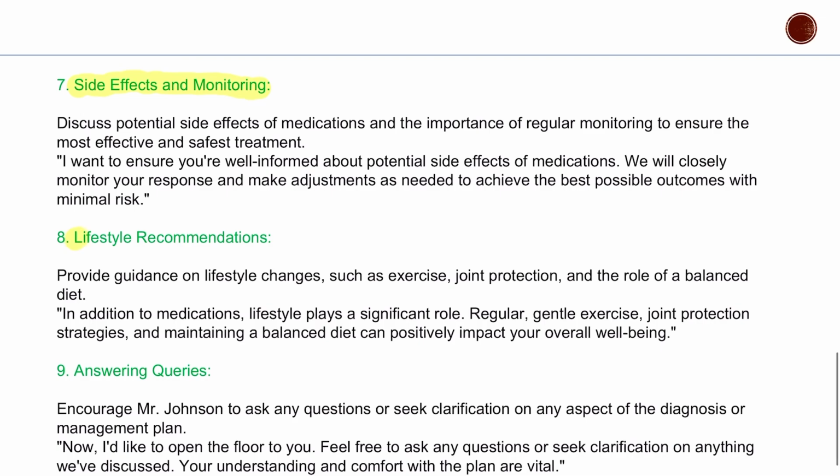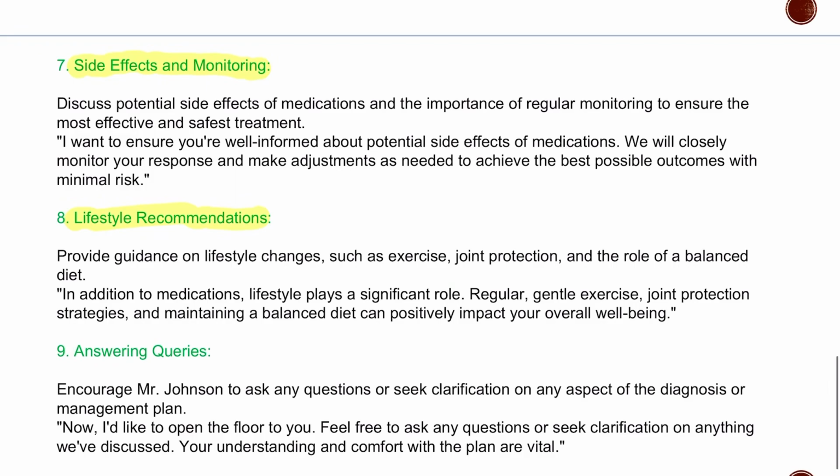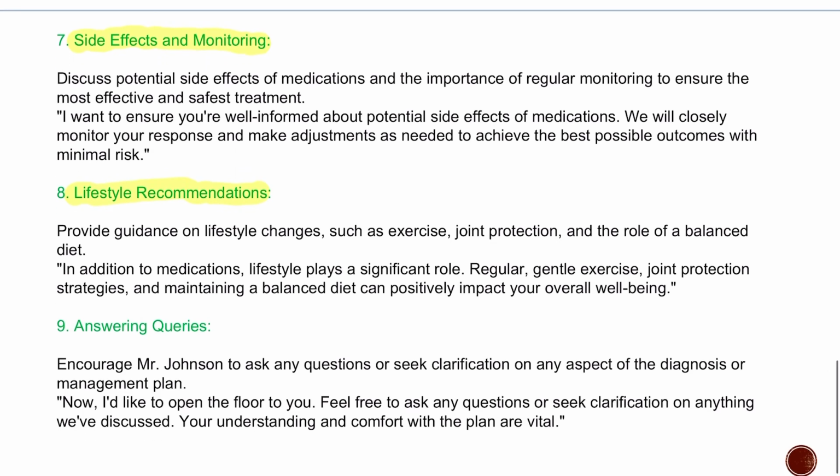Going to briefly talk about the lifestyle recommendations as well. So provide guidance on lifestyle changes such as exercise, joint protection, and the role of a balanced diet. So you can say something like this: in addition to medications, lifestyle plays a significant role. Regular, gentle exercises, joint protection strategies, and maintaining a balanced diet can positively impact your overall well-being.